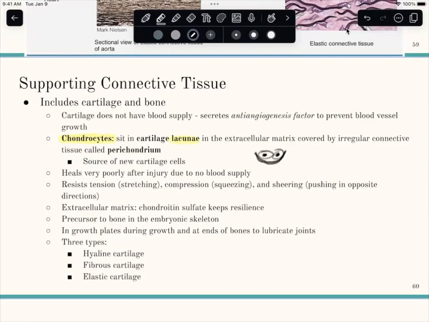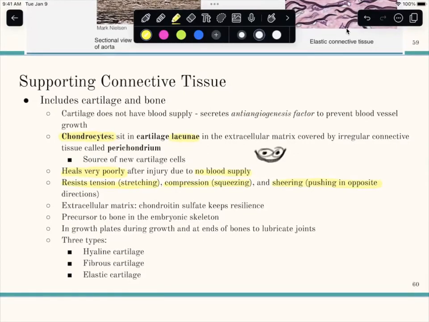Cartilage is avascular, so it has no blood supply. That's why if you've ever damaged any cartilage, it doesn't heal very well. But cartilage resists stretching, squeezing, compressing, or shearing, which is things moving in opposite directions, these different forces.